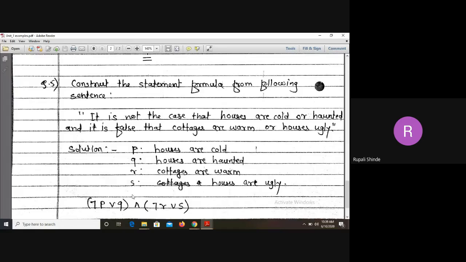And means what? It is conjunction. It is false that cottages are warm. So again, this is negation, negation for R. So negation of R or house is ugly. And for this statement, house is ugly, where the variable is S. That's why negation of R or S. So in this way, we can transform that statement into symbolic form.